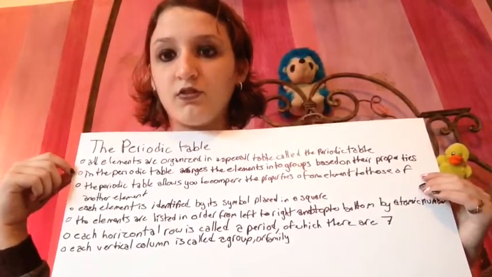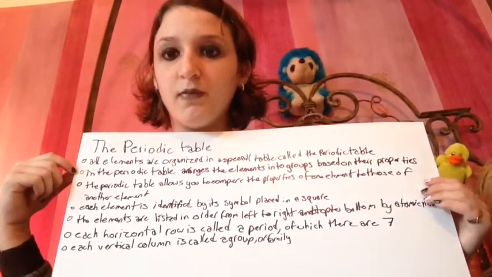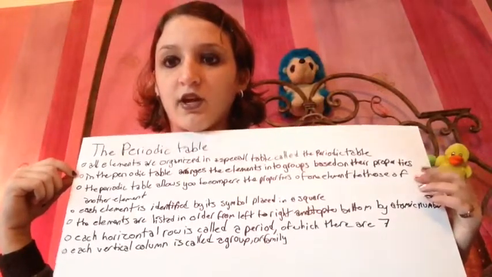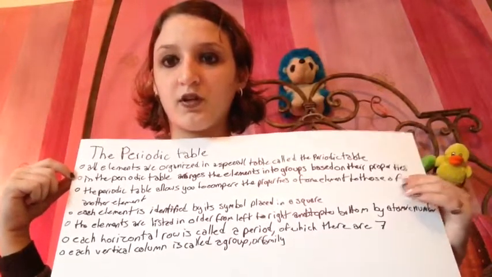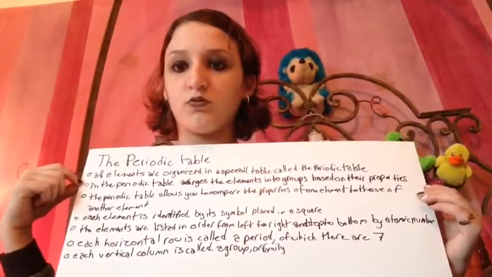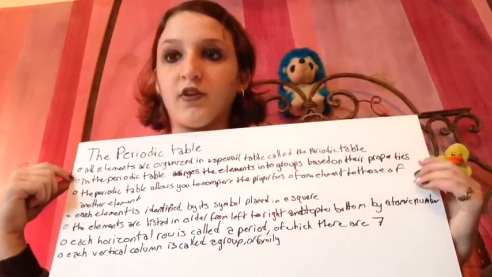Each element is identified by a symbol placed in a square. The elements are listed in order from left to right and top to bottom by atomic number. Each horizontal row is called a period, of which there are 7. Each vertical column is called a group or a family.